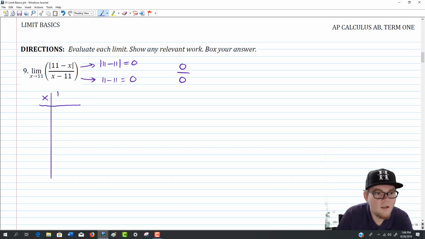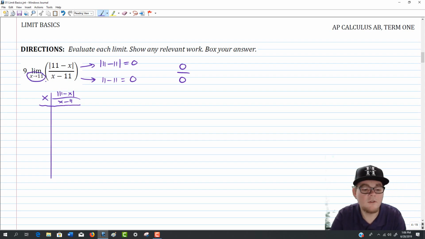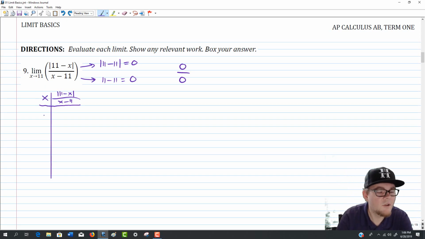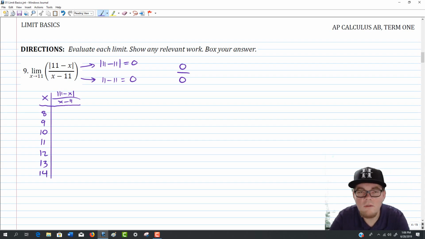I'm going to start by plugging in a couple different values and seeing what's happening with the function. Since our limit is as x approaches 11, I'm going to choose some values to the left of 11 and some values to the right of 11. So for x less than 11, let's choose 8, 9, 10. And then on the other side, we'll go 12, 13, 14. Again, you can choose whatever numbers you want. I'm just picking a few representative values here.